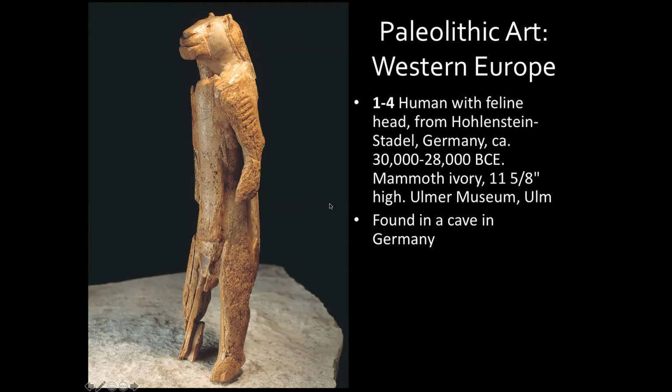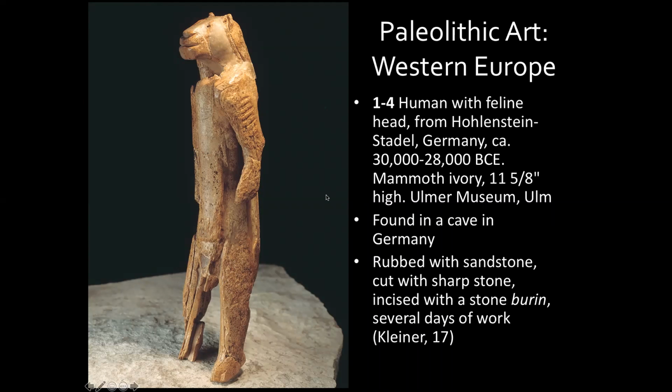So it's found in a cave in Germany. To make something like this, kind of like the painting I was talking about before, it takes a multi-step process. So this tells you something about how human brains are working at this time. They can see into the future, and they can see multiple steps into the future embedded within each other.